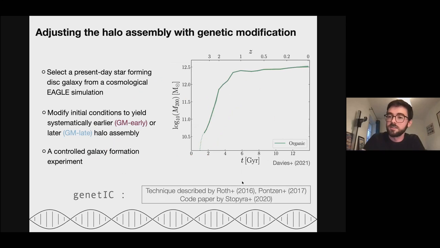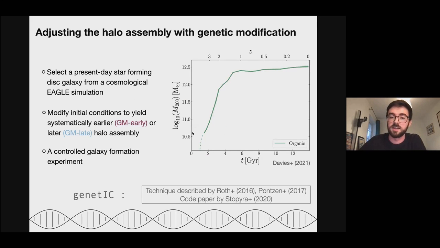Okay, so I could show you this using correlations in large-scale volumes like I have been doing so far, but actually a much more satisfying and beautiful way of showing this is by doing a more controlled galaxy formation experiment. And so we can do this using this genetic modification technique that was pioneered at UCL. And what it allows us to do is essentially take a patient zero galaxy, so to speak, an organic galaxy, which is a star-forming disk in Eagle.